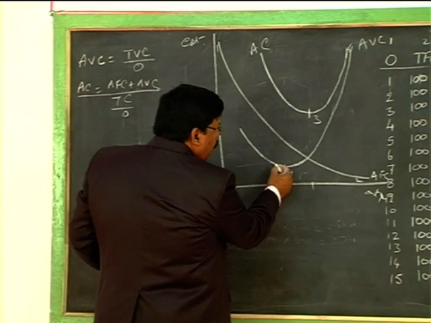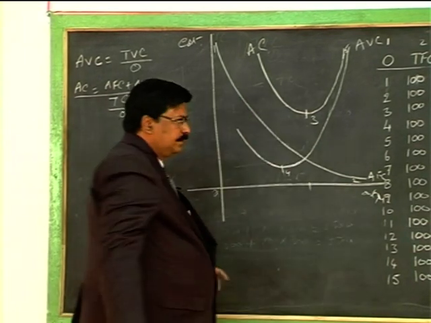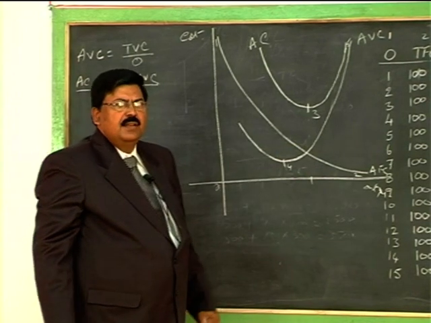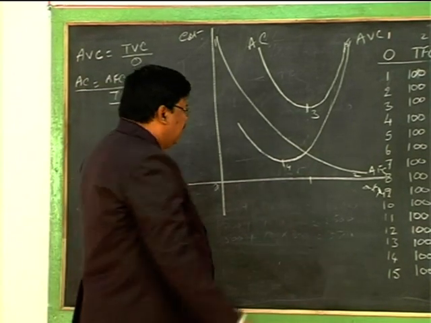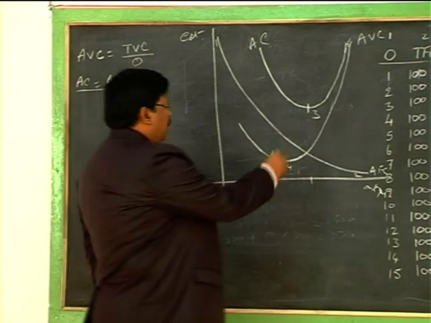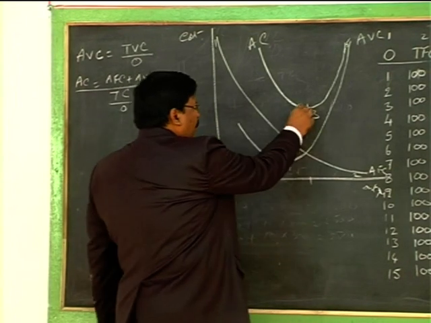Later, though ABC takes an upturn, the marked increase in AFC more than compensates the slight increase in AVC. So AC continues to diminish, okay. So up to this point is reached.